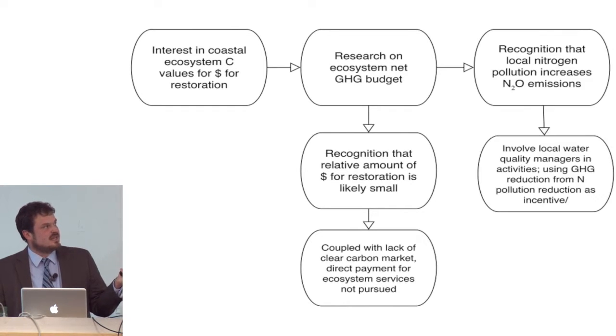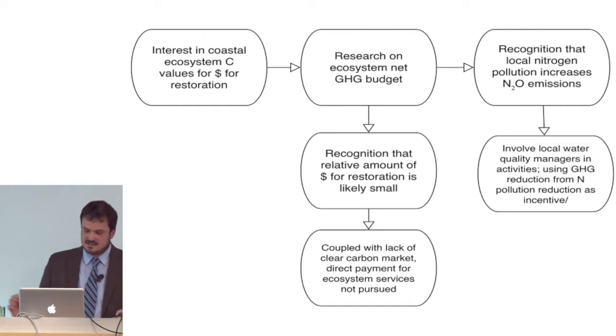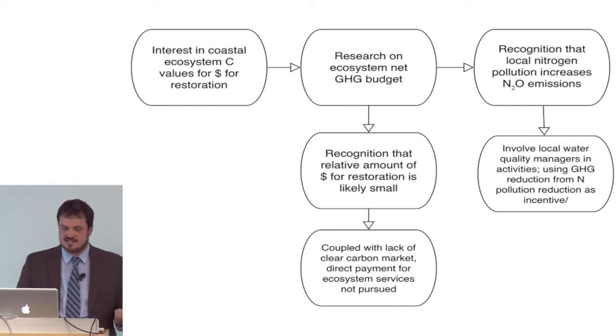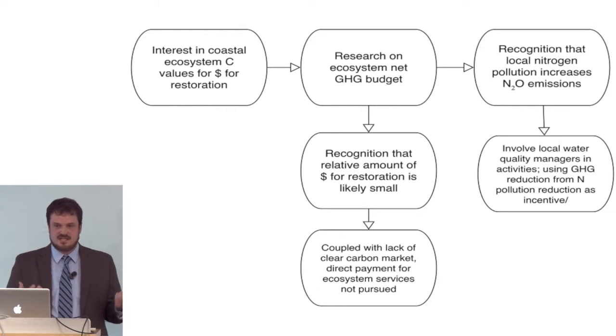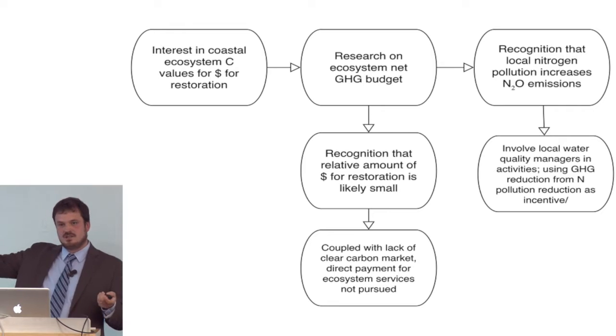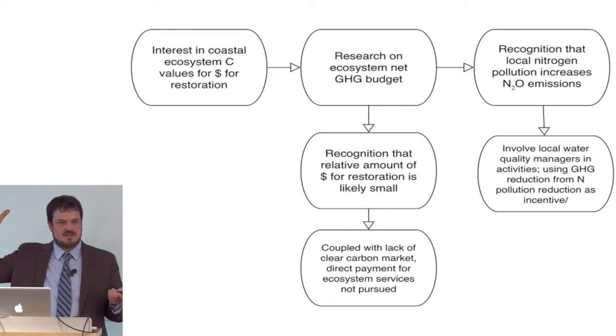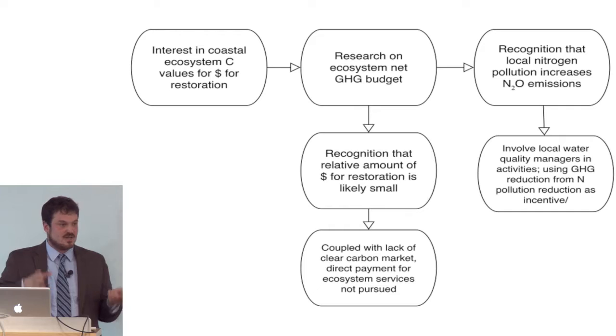But in doing the greenhouse gas budget, they recognized that local nitrogen pollution, mostly from septic systems, increases nitrous oxide emission from the marshes, right? And therefore, they had a new argument to engage with local water quality managers in activities using the greenhouse gas reduction from nitrogen pollution as an incentive to engage. In other words, there's a transition here that's re-articulating the problem they're trying to address from this globally diffuse problem of climate mitigation to one they actually have some familiarity and connections with, dealing with local water quality problems.